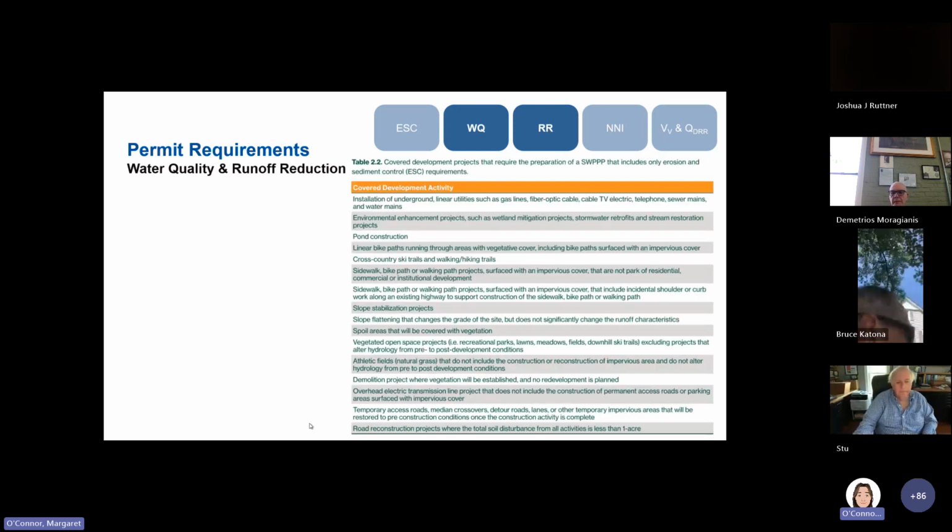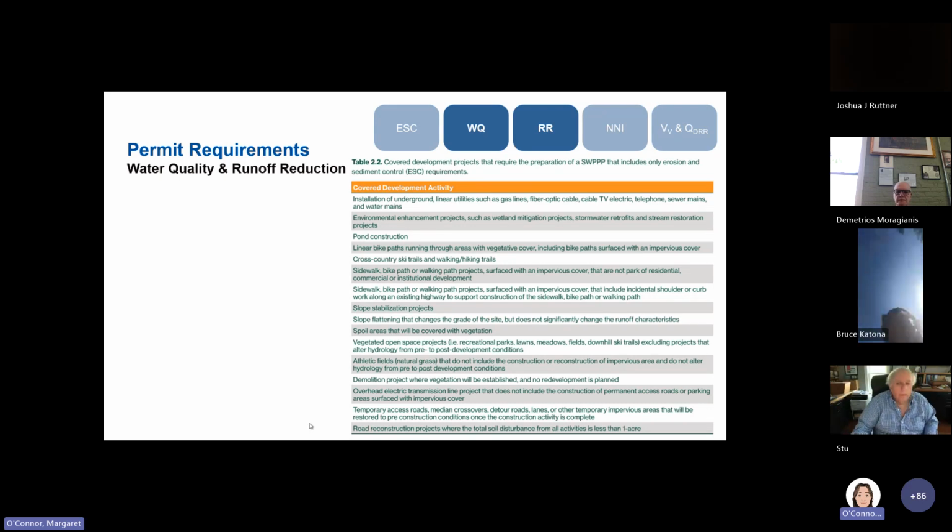These cover development activities listed in table 2.2 of our New York City Stormwater Manual. They're also listed in Appendix B of the New York State General Permit. These activities are things that, as standalone activities, and that's a very important thing to understand, don't require post-construction or long-term stormwater management.